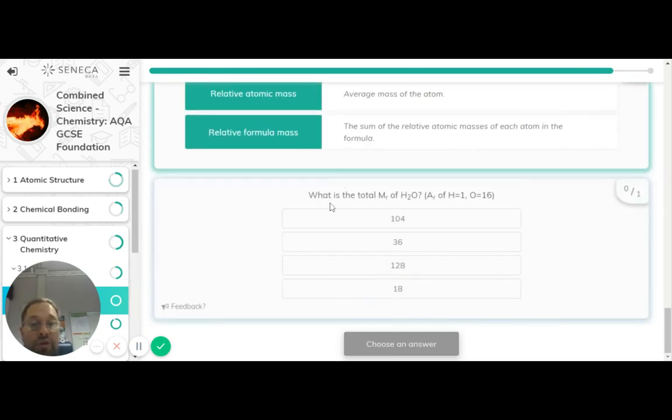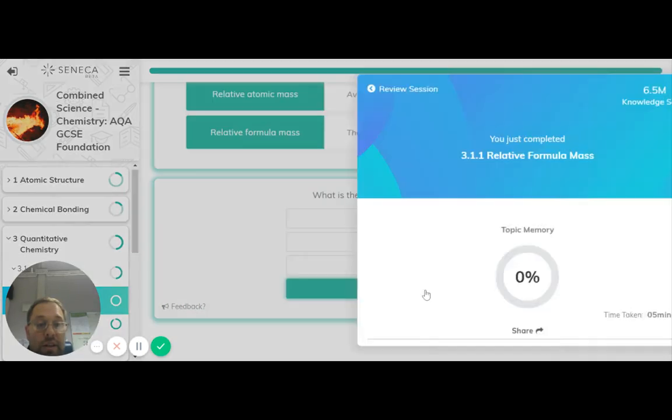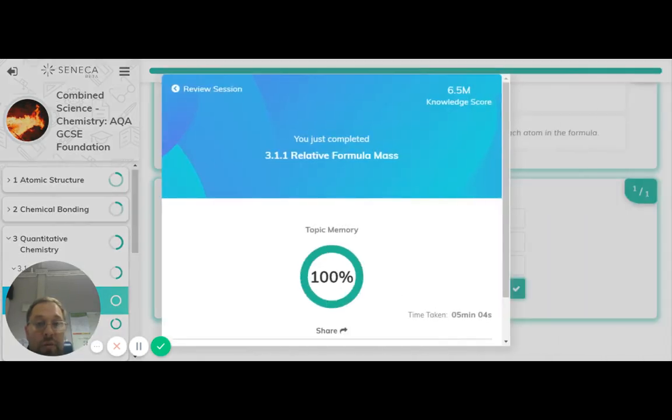So now we've got an example to try here. What is the relative molecular mass of H2O? They're telling me that H is 1, and there's 2 of those, so 1 times 2 is 2, plus the O is 16, so 2 plus 16 is going to give me 18. And there I go, finished, 100%.